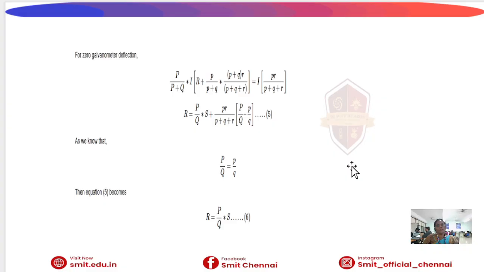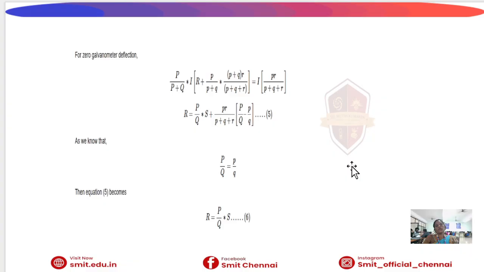Now let us understand the balance condition and final equation of the Kelvin double bridge. When the bridge is adjusted properly, the galvanometer shows zero deflection. This means no current flows through the galvanometer, indicating that the bridge is balanced. At this balanced condition, the potential difference across both galvanometer terminals becomes equal.